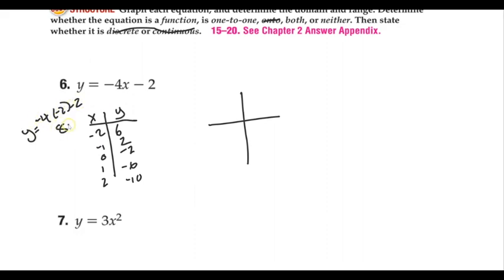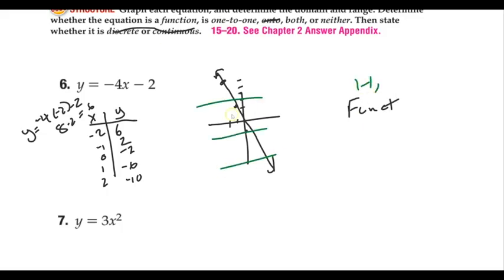And I got 8 minus 2, which is 6, and the same for the rest. Now I want to know if it's a function and if it's one-to-one. It is a function, passes the vertical line test, and it also passes the horizontal line test. It's a one-to-one function.